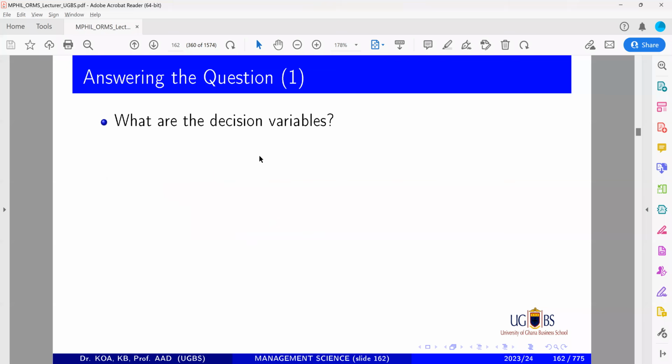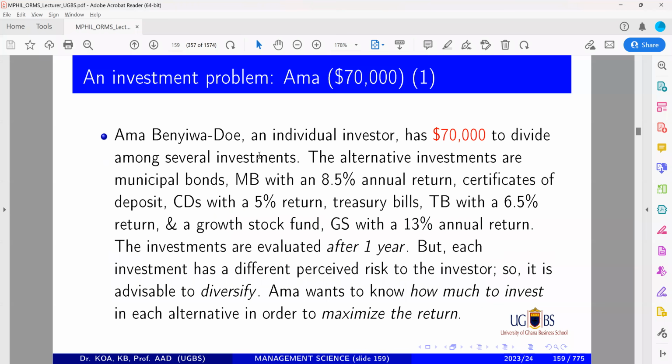But first of all, what is the objective? Look at it. What is the objective of Amma? So I think it's to maximize return. Good. That's perfect. That's clear. It was evident from the story right here. You want to maximize returns. Now, in order to maximize returns, Amma needs to do something with these amounts.